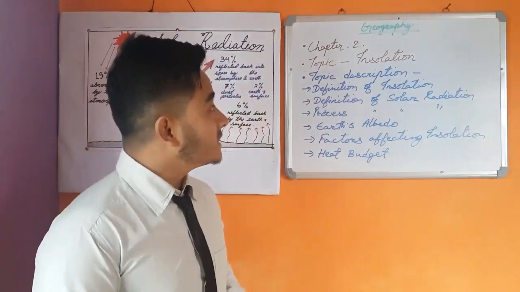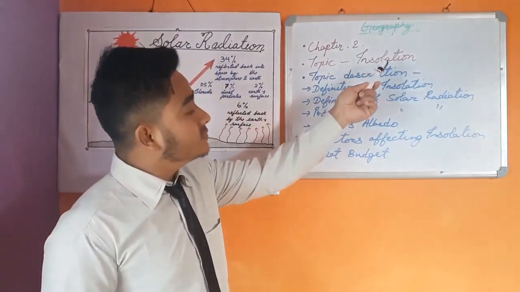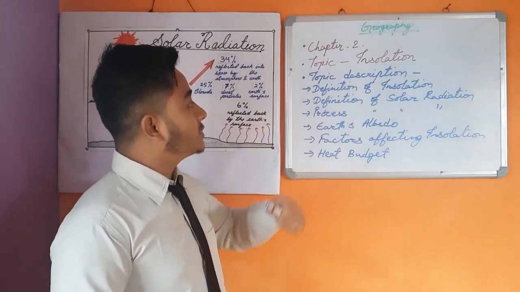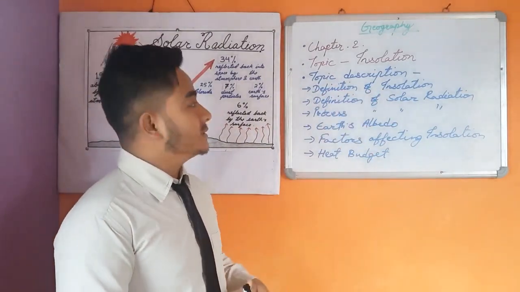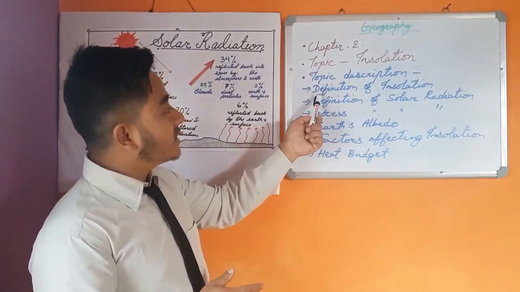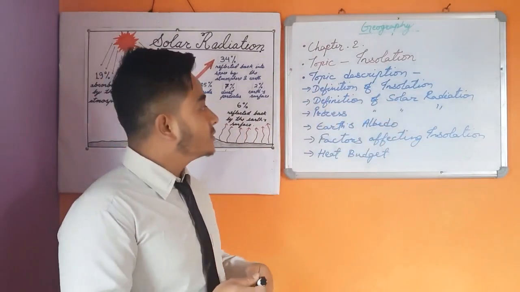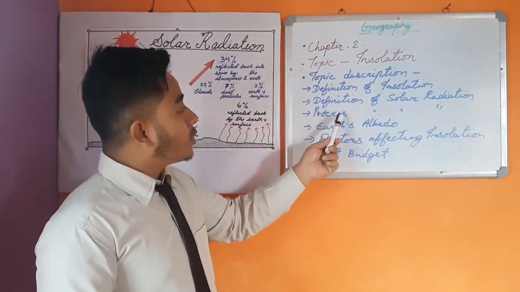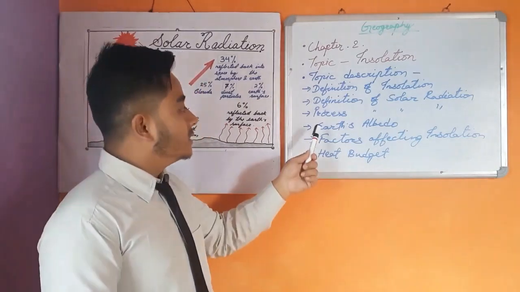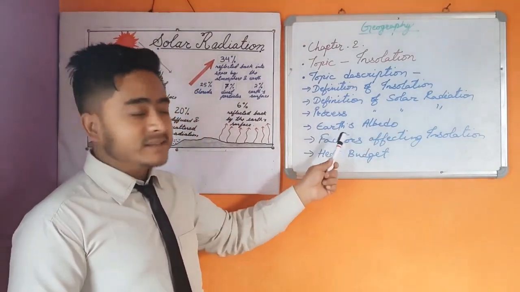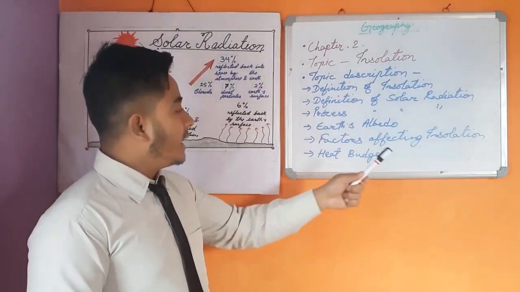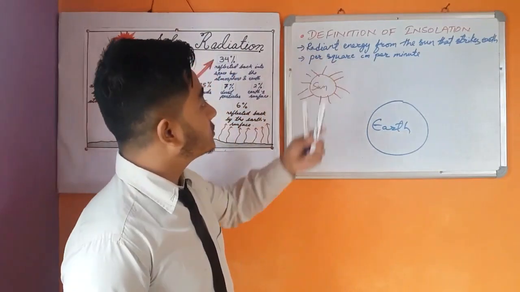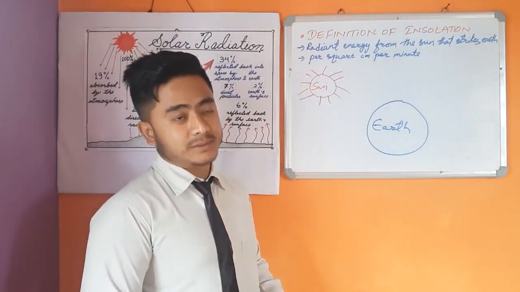So today in this lesson, we will learn about insolation from chapter 2. Within this topic, insolation, we will discuss the following points. Some of the points we will be discussing are definition of insolation, definition of solar radiation, process of solar radiation, Earth's albedo, factors affecting insolation, and heat budget. So now, let us learn about the definition of insolation.